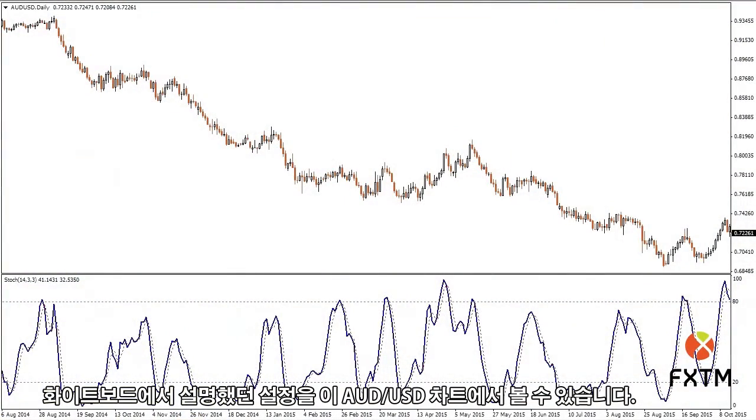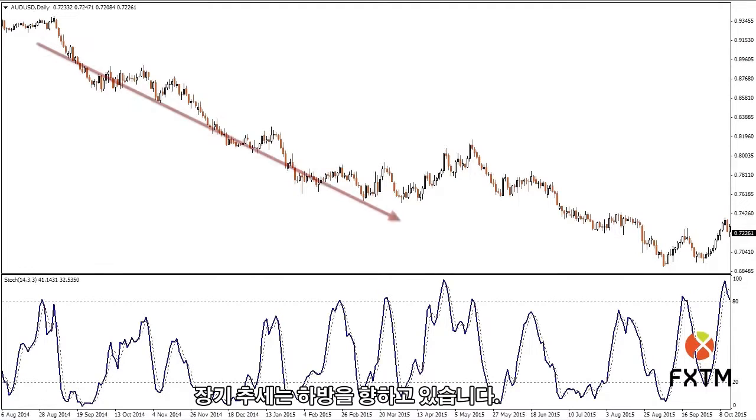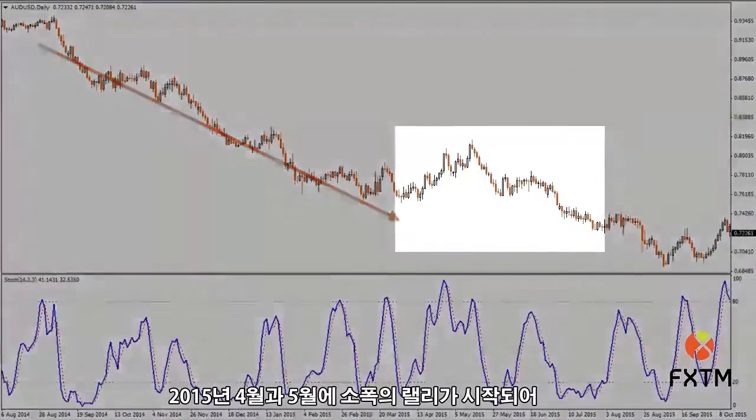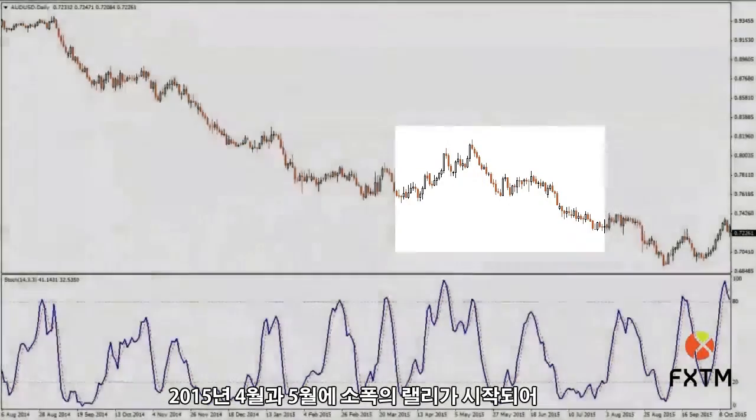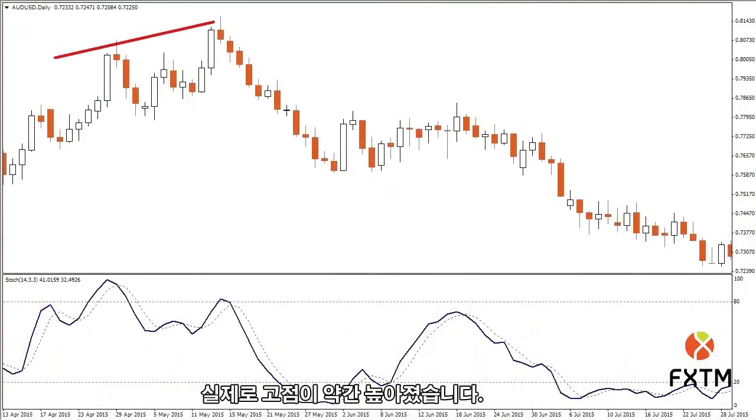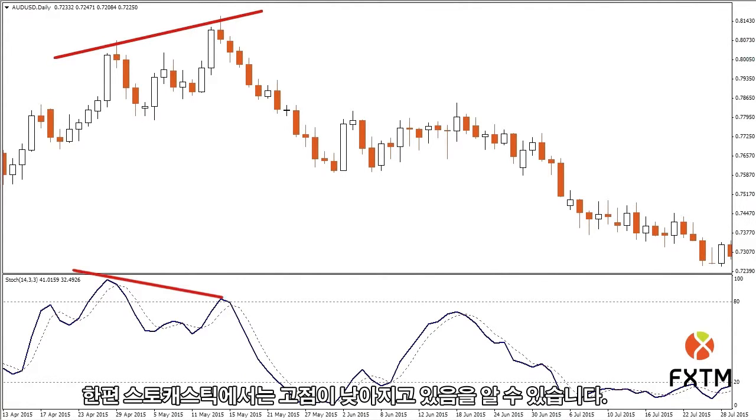You can see the setup that I was discussing at the whiteboard here in this chart with the Australian dollar to the US dollar currency pair. The long-term trend was in fact negative. Now, the currency pair had started to rally a little bit in April and May of 2015, where the price was actually making slightly higher highs, while at the same time, as you can see here on the stochastics indicator, it's actually making lower highs.